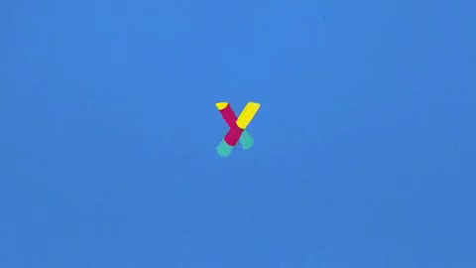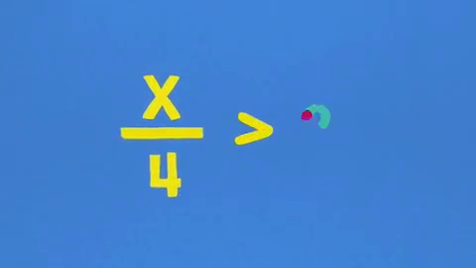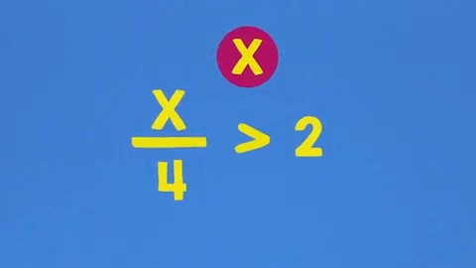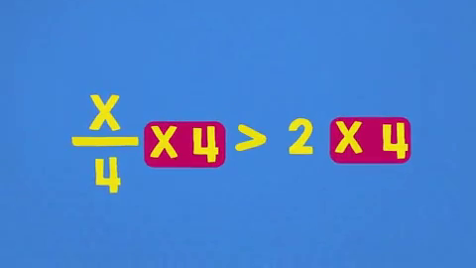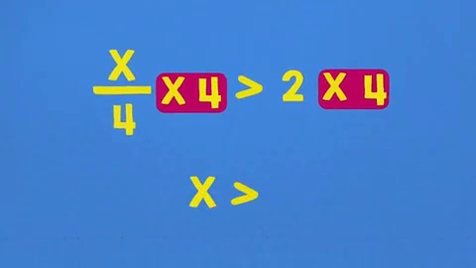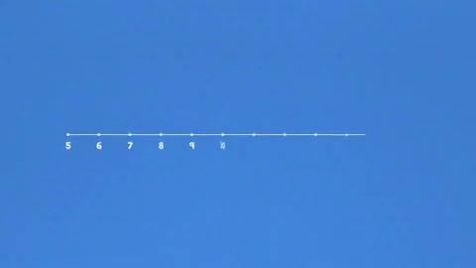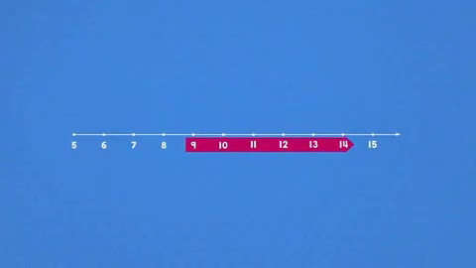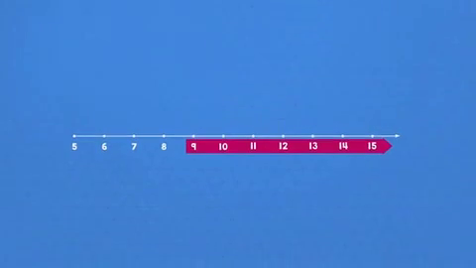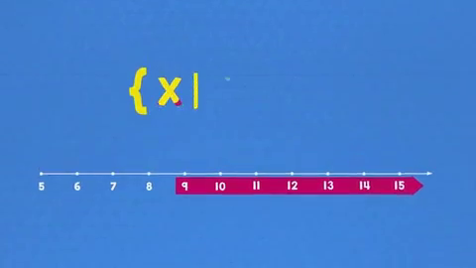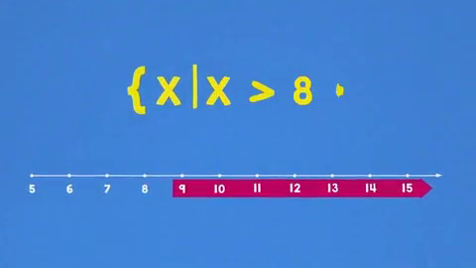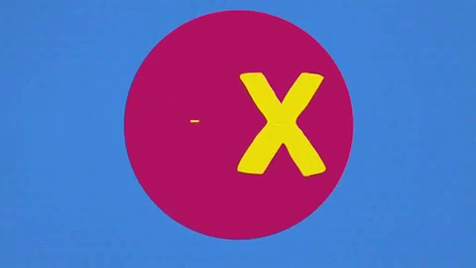Let's try another. How do we solve x in this equation? Let's isolate x. How do we do that? Knowing the multiplication property of inequalities, we can multiply both sides of the inequality by 4. That would result in x being greater than 8. So, the solution set would be the set containing the elements 9, 10, 11, 12 onwards. This time, our solution set is an infinite set, and expressed as x, such that x is greater than 8.